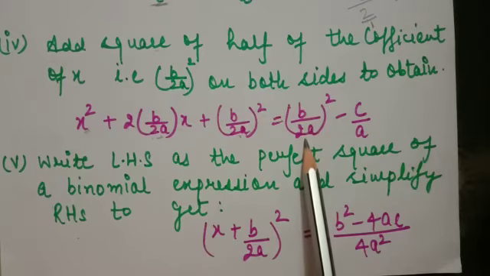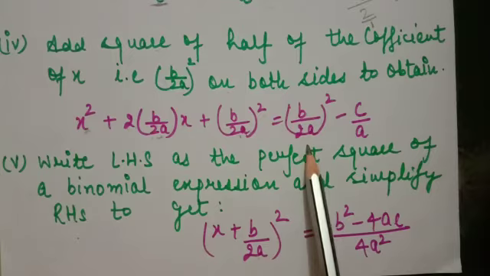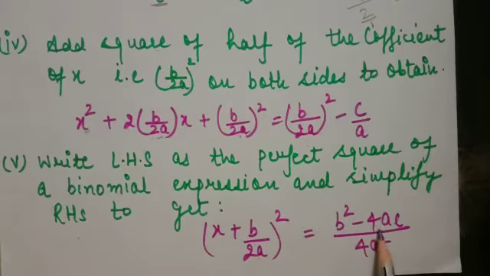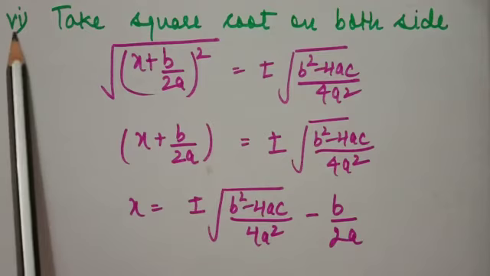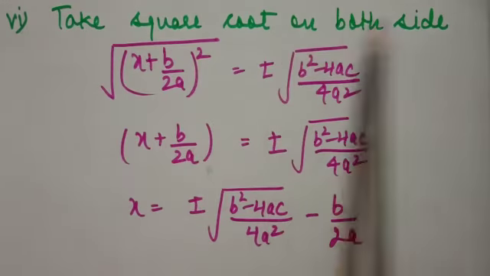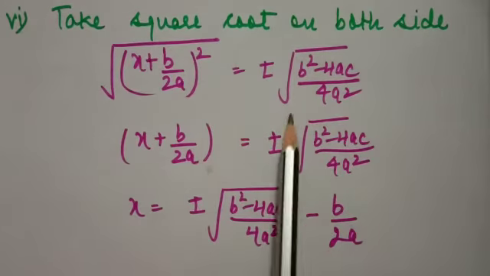Whole square of b upon 2a is b square upon 4a. Then take LCM, and then it becomes b square minus 4ac upon 4a square. Next and the last step is to take square root on both sides. We will take square root on both sides.